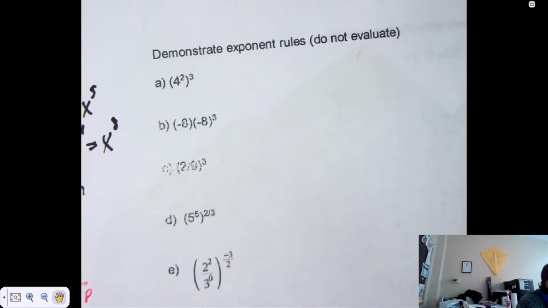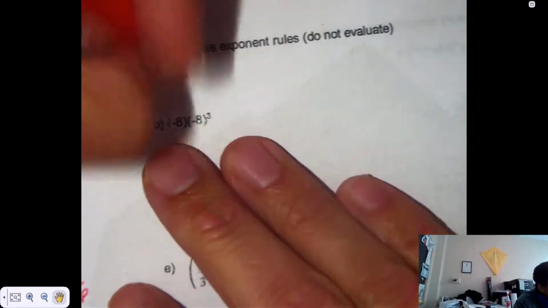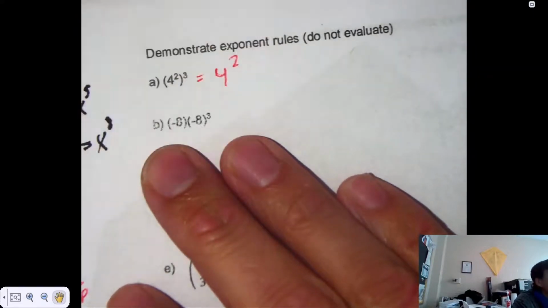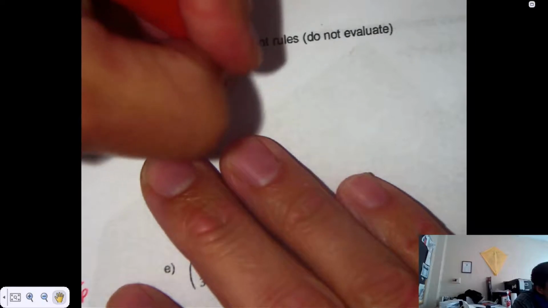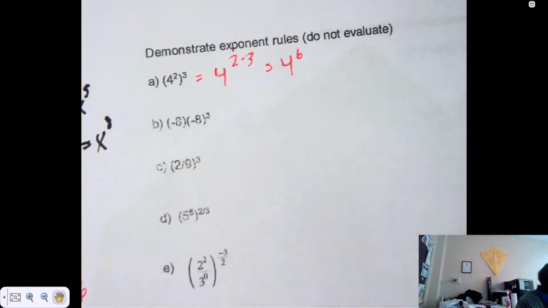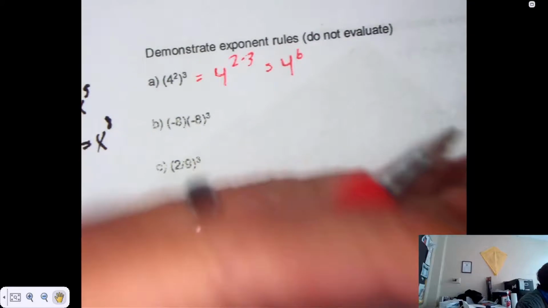What you got, Stephen? It's 4 to the 6. How'd you do that? You multiply the exponents, a 2 times a 3. Twice a 3 is a 6. 4 to the 6 is a huge number. That's why I really don't care that you write it out. Any questions on that? If you don't know what you're doing, we're just looking at the rules on the left.